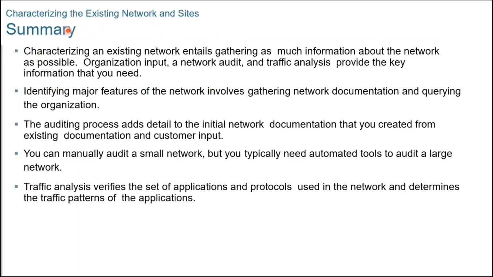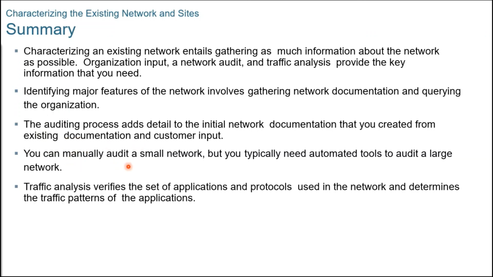So, summary. Characterizing an existing network entails gathering as much information about the network as possible. So, organization input, the network audit, and traffic analysis provide the key information that you need. Identifying major features of the network involves gathering network documentation and querying the organization. Data gathering is of utmost priority. The auditing process adds details to the initial network documentation that you created from existing documentation and customer input.